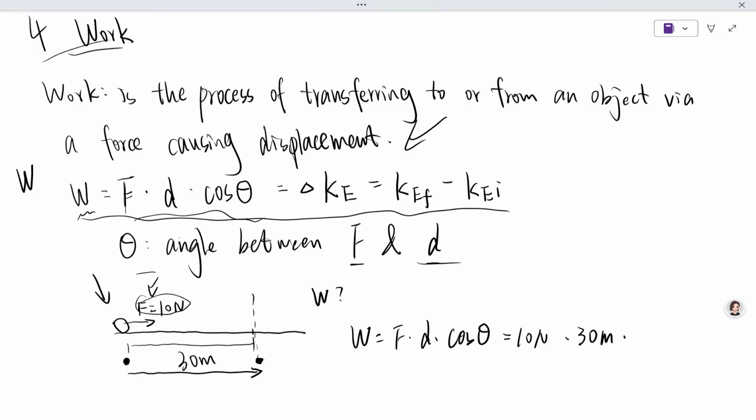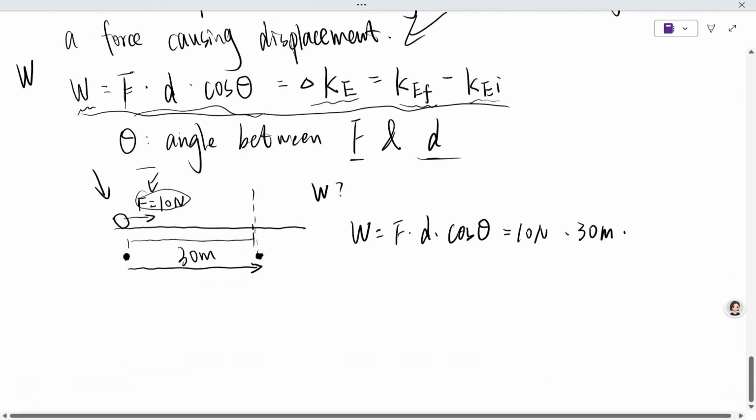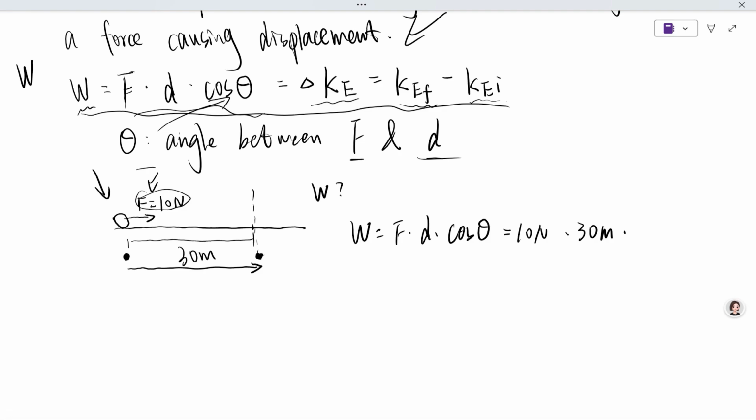And it is equal to the change of kinetic energy. Or I can expand it, writing the final kinetic energy minus the initial kinetic energy. The theta over here is the angle between the force and the distance.